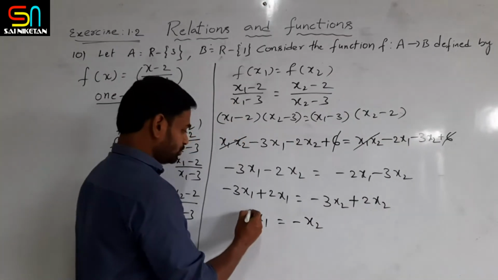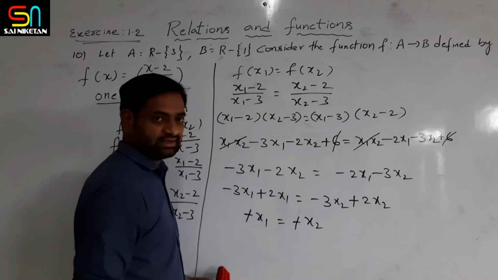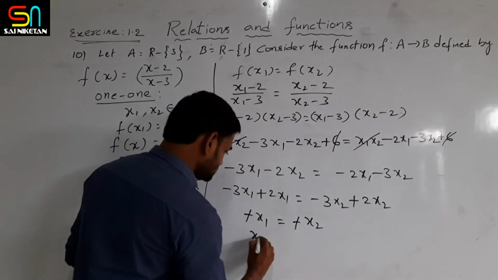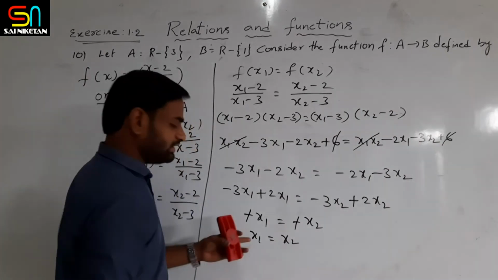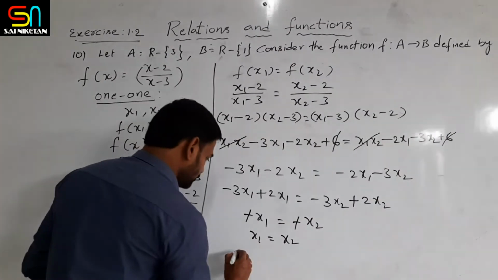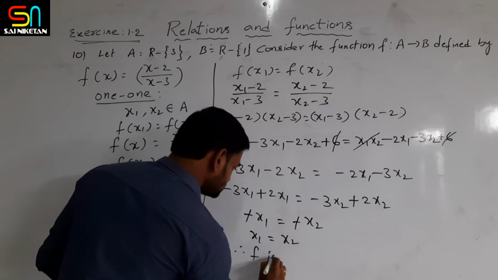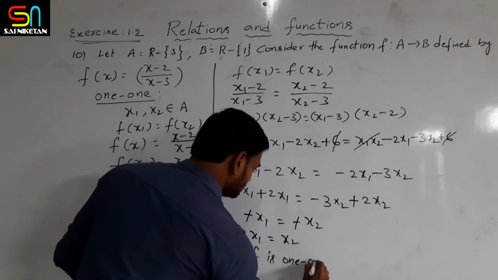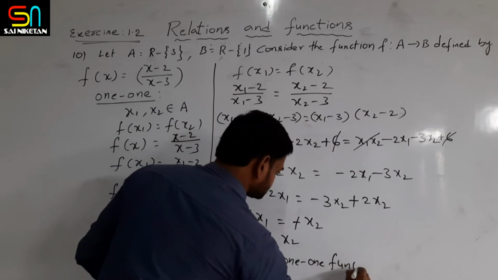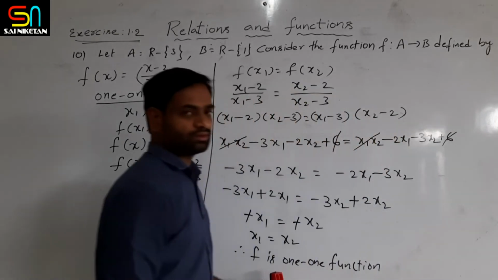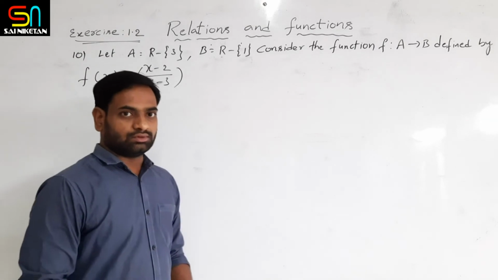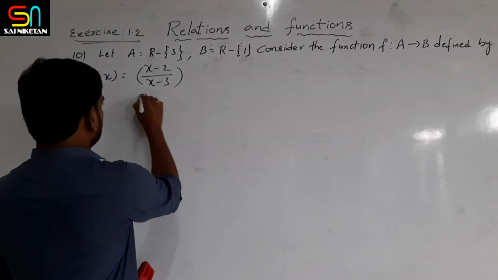Okay. So minus, minus, it cancels. Now remaining is x1 is equal to x2. When you are getting x1 is equal to x2, what you can say? f is 1-1 function. Next, we have to check onto.